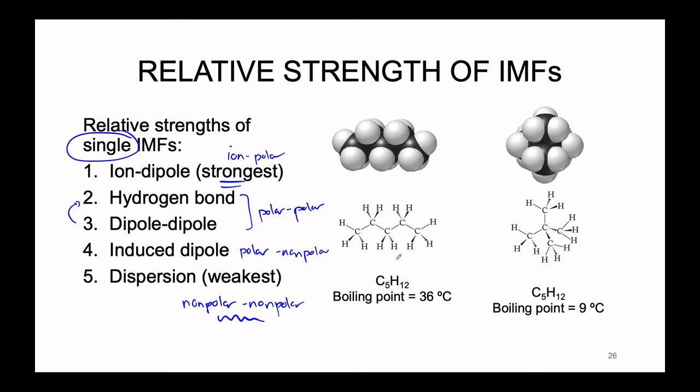For example, if we compare two pentane molecules, each of these has the chemical formula of C5H12, it's just that the arrangement of the atoms in the molecules are different. What we find experimentally is that the boiling point of the first molecule, the first arrangement, is actually higher than the boiling point of the second molecule. All right, so this boiling point phenomenon is dependent on the strength of our intermolecular forces for the following reason.